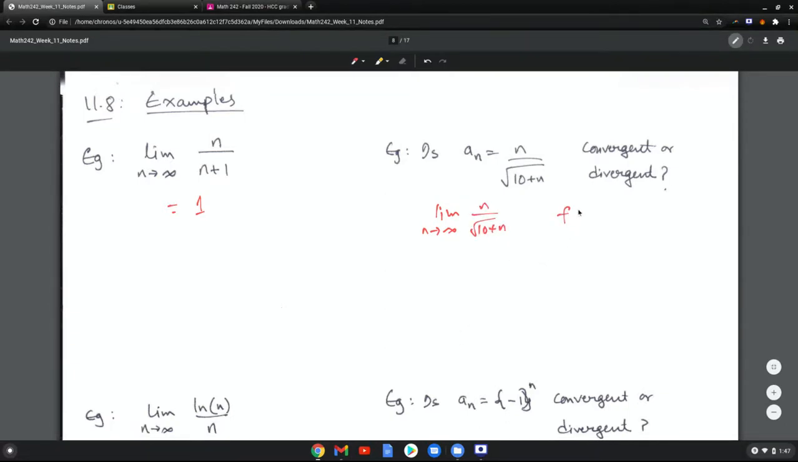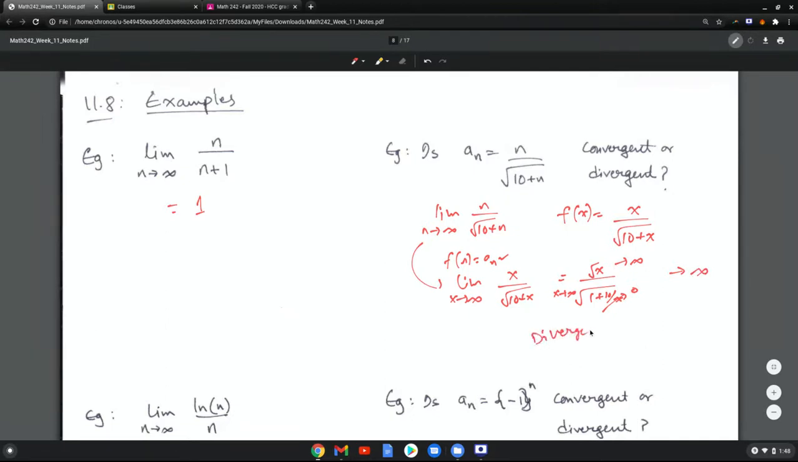One of the results above said that if I have this function and that for the natural numbers f of n equals a n, then this limit equals the limit as x goes to infinity of x over root 10 plus x, which means I can apply all of the limit rules that I have learned in order to evaluate these limits, right? So in this example, say I divide by root x, then I have root x over 1 plus 10 over x. Now, as x goes to infinity, this goes to 0, but this goes to infinity, so this whole thing goes to infinity, which means it diverges.